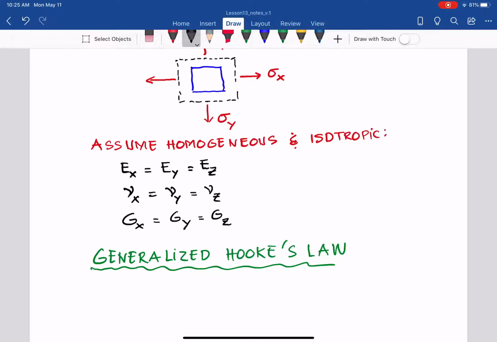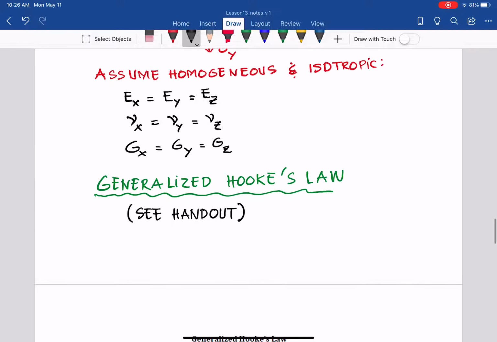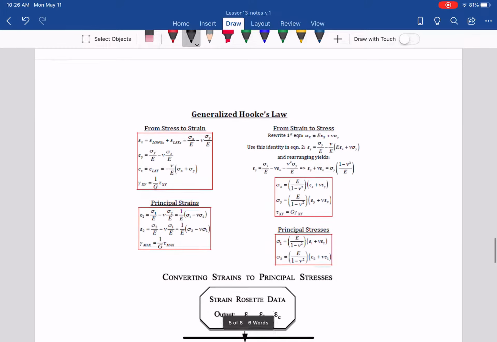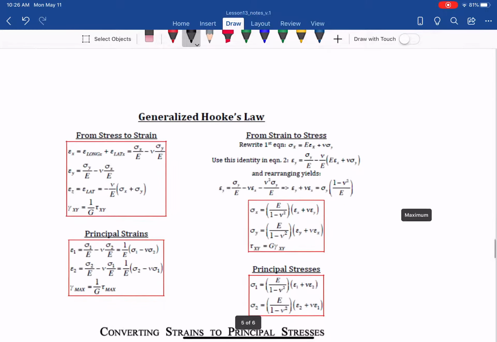You will see the handout that we have in today's class in the lesson, and I'm going to explain it here without writing. The handout is available on Canvas. The first one is the generalized Hooke's laws. What is that about?